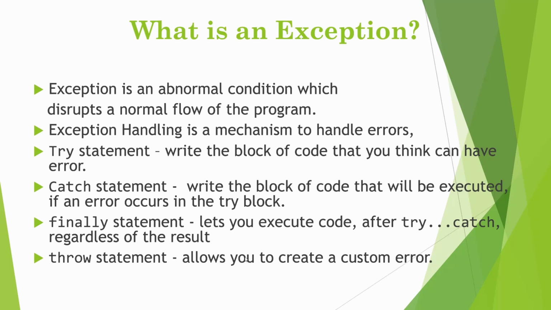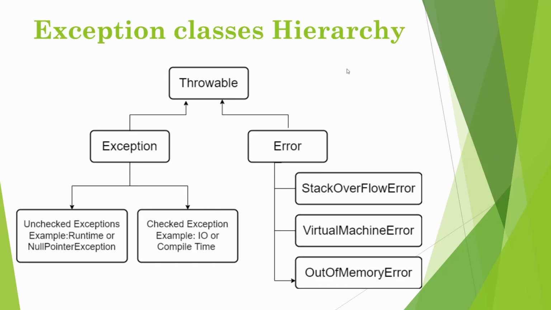Whereas the finally statement lets you execute code after try catch regardless of the result, whether in try you go correctly on the normal flow, or you have code that runs in the catch block. The throw statement allows you to create a custom error. We'll be covering all these points in the live demo to explain how you can perform exception handling in Java. So this is the exception classes hierarchy.